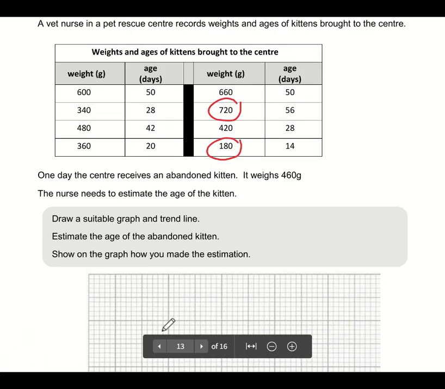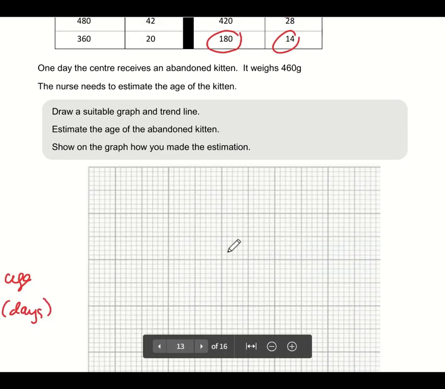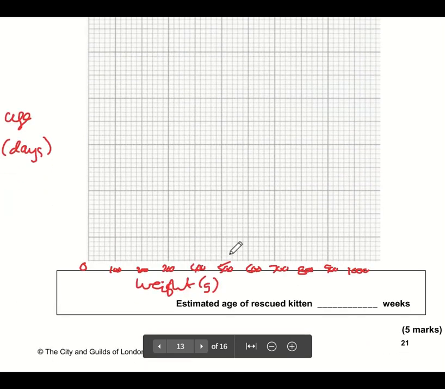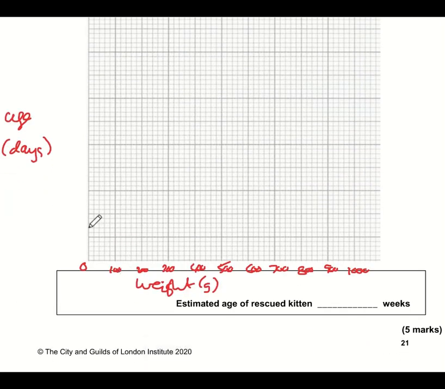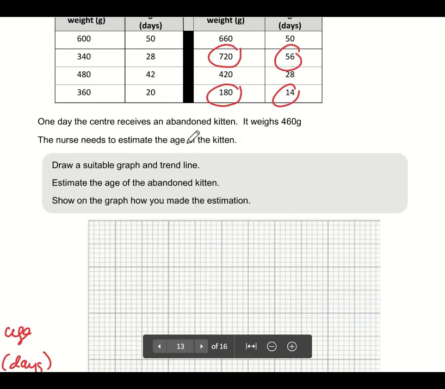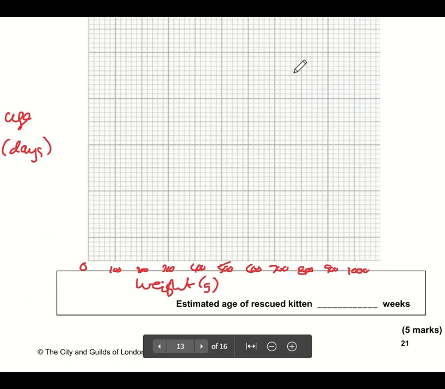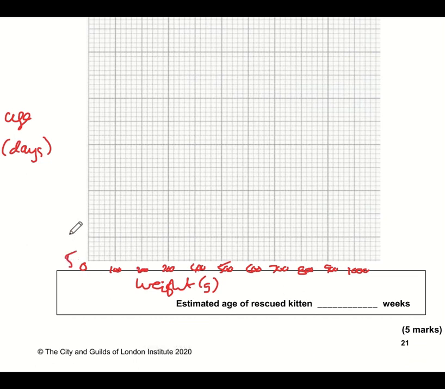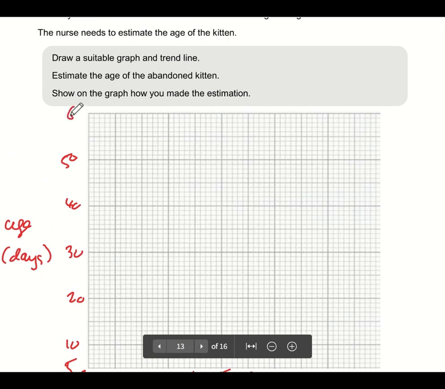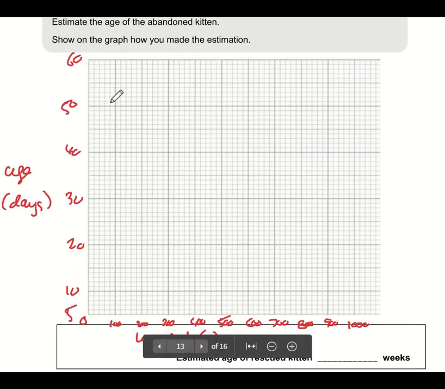So what is the minimum and maximum here? The minimum is 14, maximum is 56. And again, I've got 11 squares, so I think it's probably easier just to go up in fives. Does that work? 0, 5, 10, 15, 20, 25, 30, 35, 40, 45, 50, 55. Doesn't quite work. So I can go up in fives, but I can't start at 0, so I'll start at 5. 10, 20, 30, 40, 50, 60. Okay, so time to plot the data.